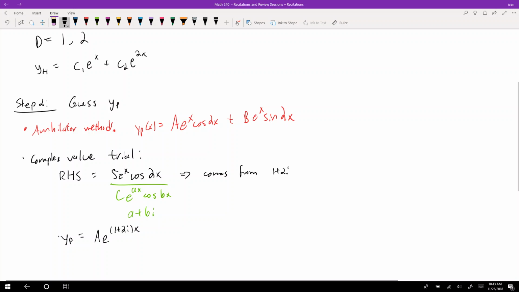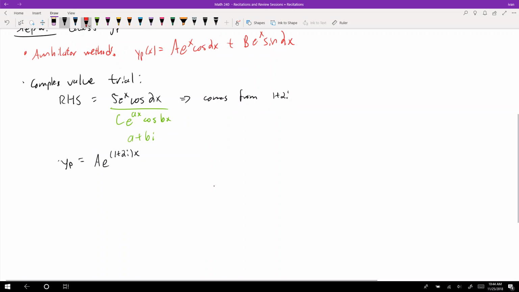If you compare the 2 guesses from the annihilator method and the complex value trial method, you're going to notice that the complex value trial method is a lot more compact. Here you don't have to deal with the product rule, whereas up here, when you take your derivatives, you have to deal with your product rule. So we're going to roll with this complex value trial guess for now. Step 3 in the complex value trial method is to plug back in to the original equation.